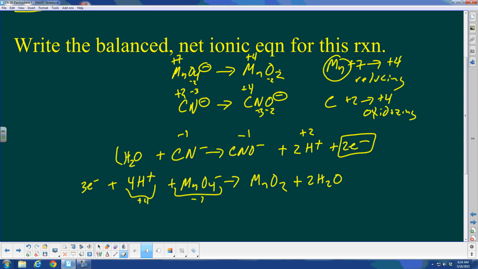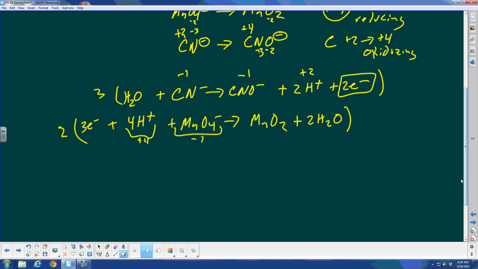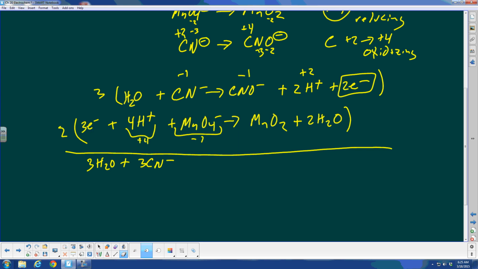So what do I have to do now? I have to multiply this one. My least common multiple between 2 and 3 is 6. So I have to multiply this by 3, and I have to multiply this by 2, and combine those two. Here we go. Good. So I have 3 waters plus 3 cyanides yield 3 CNO minus plus 6 H plus 6 electrons.